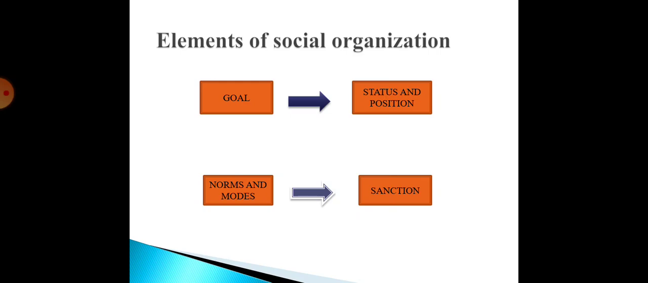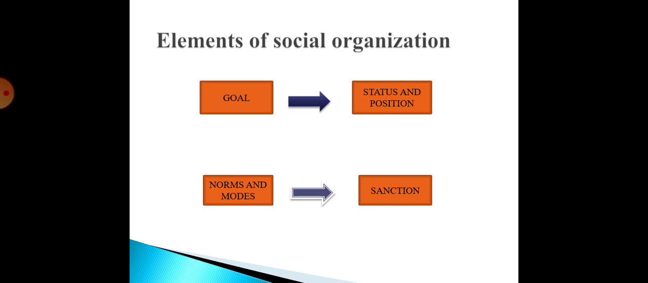For example, in a social organization like a school, the principal and other working personnel are designated to help the students. So this is an example of status and position. The position may change from higher to lower and lower to higher.